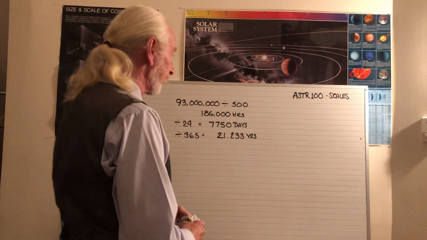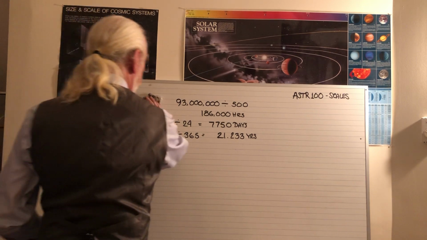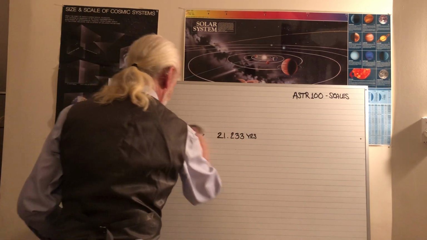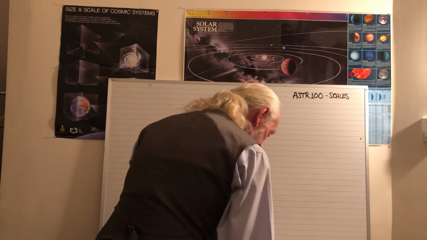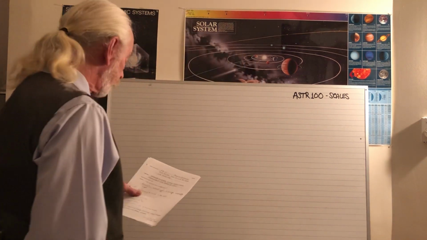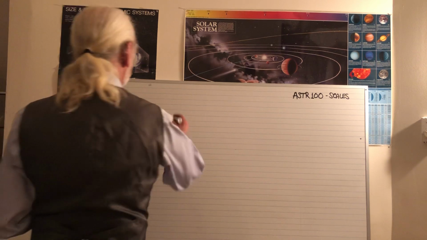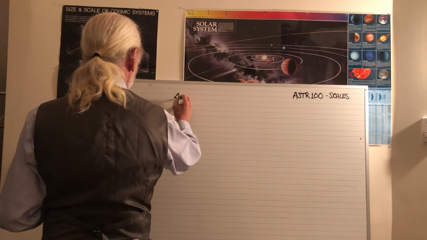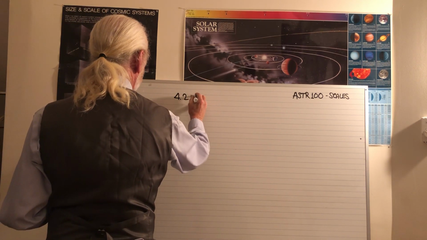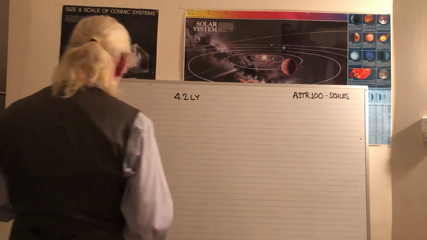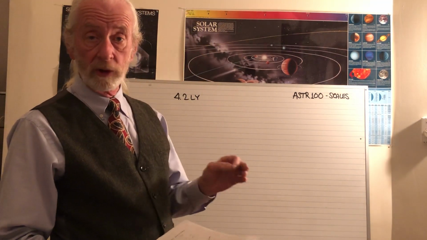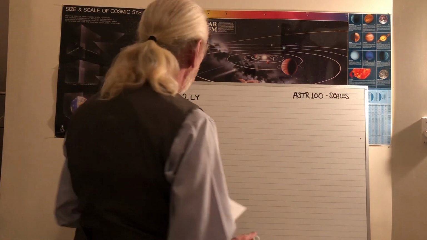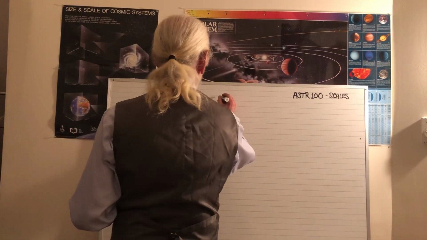Distance to the nearest star. Page 30. The distance to the nearest star is 4.2 light years. A light year, the distance that light will travel in one Earth year. Okay? That star is called Proxima Centauri.